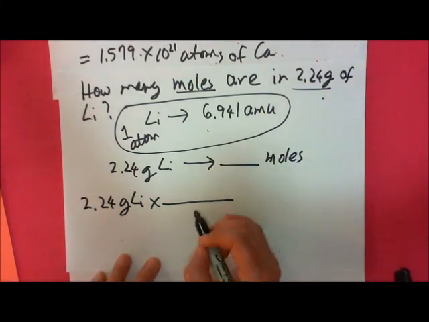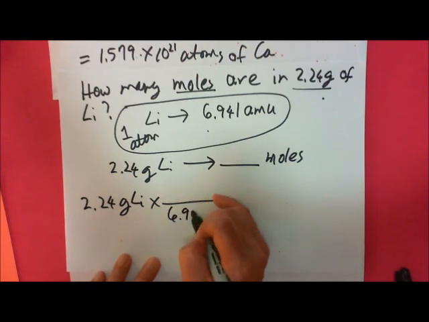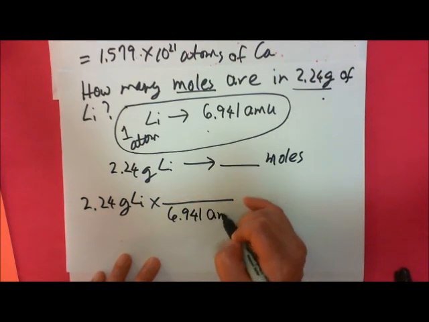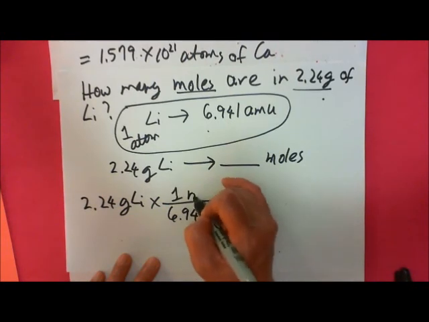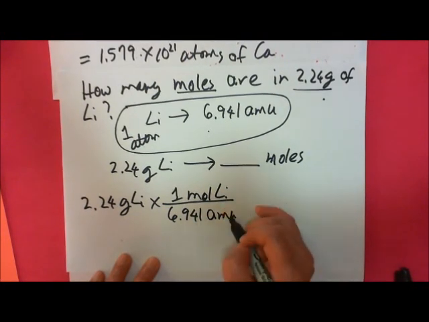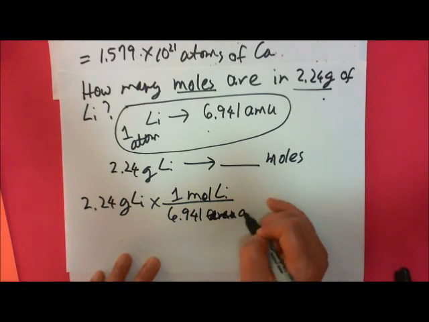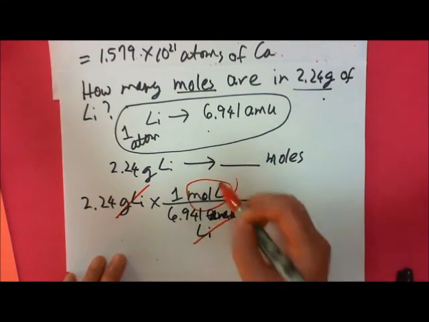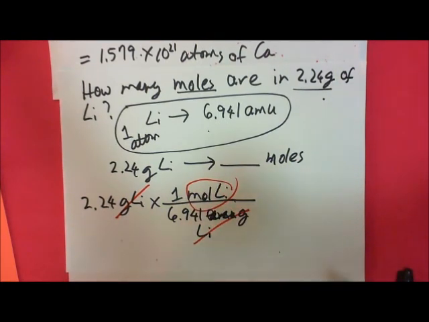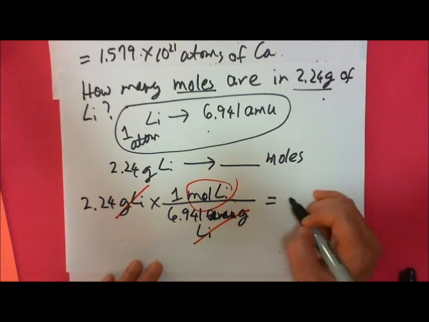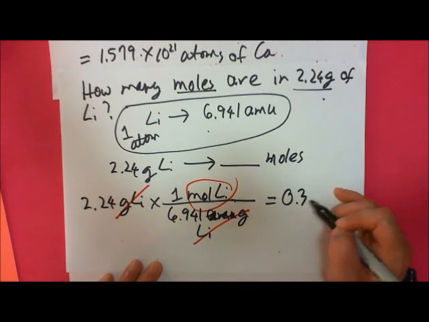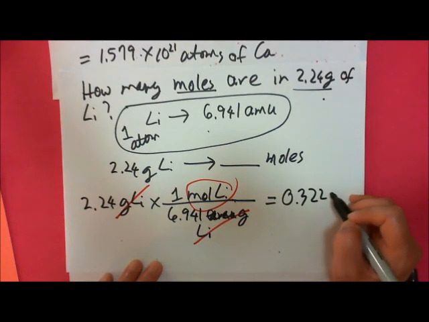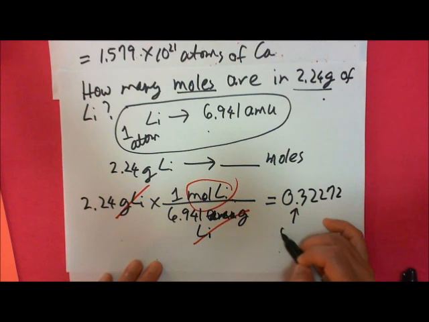So we're going to say 6.941 atomic mass unit is equal to 1 mole of lithium. Sorry, not atomic mass unit. Grams of lithium is equal to 1 mole of lithium. And then you notice that everything cancels out. So grams of lithium cancels grams of lithium. I get moles of lithium. You stick it into your little calculator and you get out 0.32272. This is what your calculator puts out.